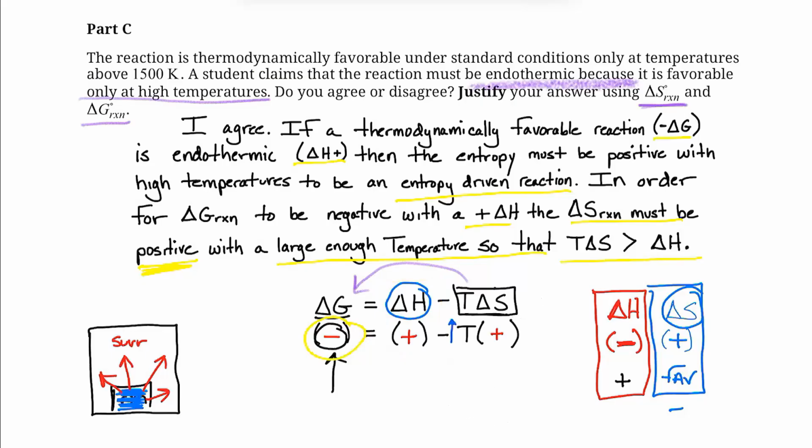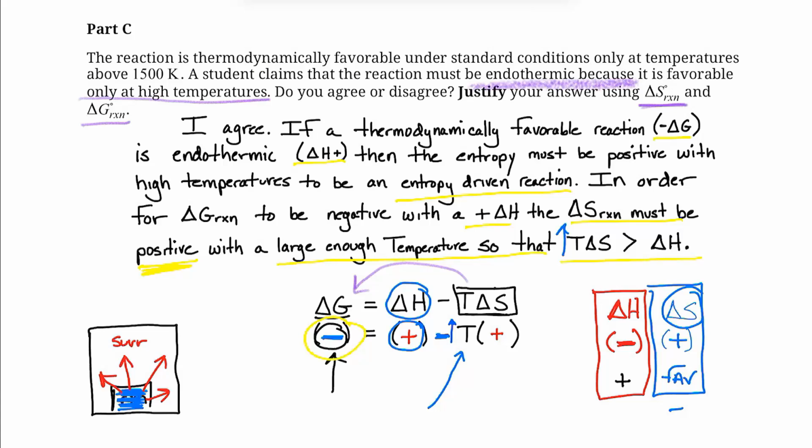Because of that negative right there, if you make this T high enough, this becomes a larger negative with this negative sitting in here. And that can make this overcome whatever size positive that is to make the delta G negative. So I would use the math. In this case, we're looking for T delta S. A high enough temperature is going to make T delta S greater than delta H, which is going to make sure delta G is negative and spontaneous.